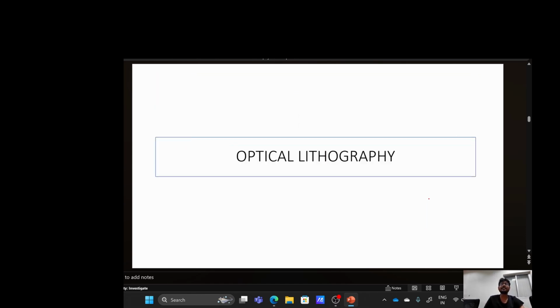Let us see optical lithography. Optical lithography uses optics, or we can say light, to transfer the pattern onto the substrate.